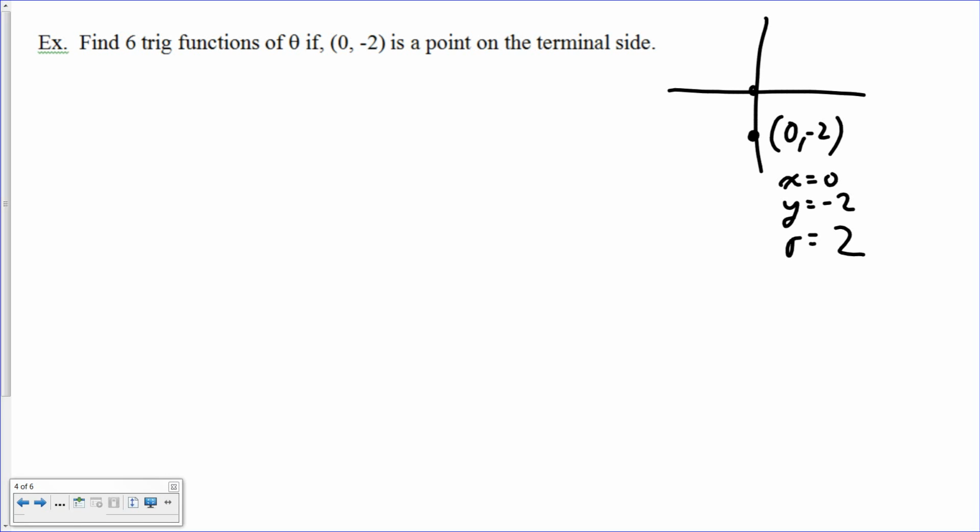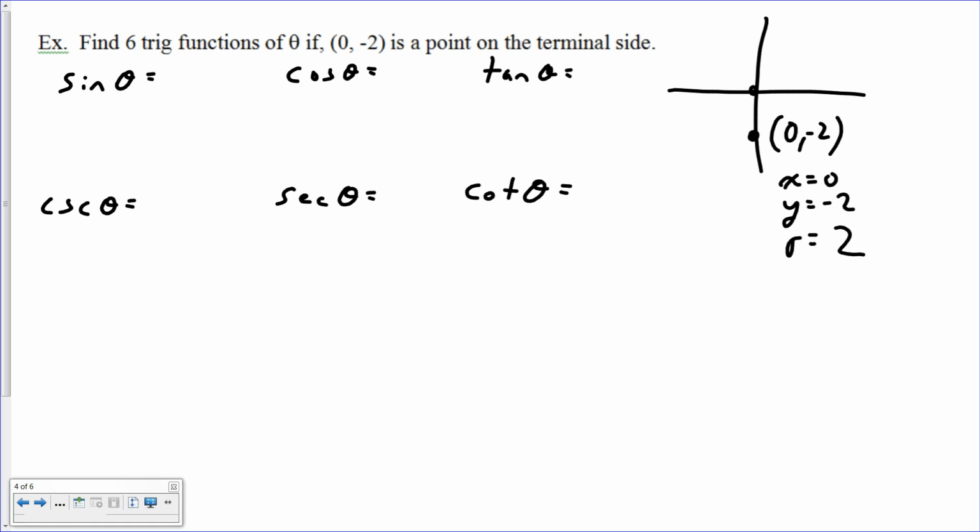Good. I'm going to write them in the same order as what I wrote before. Sine theta, cosine theta, tangent theta, cosecant theta, secant theta, cotangent theta. My goal is to do the top 3 and then just flip them for the other 3. Sine theta is going to be, again, y over r. I go over here, it's going to be negative 2 over 2, which is equal to negative 1.